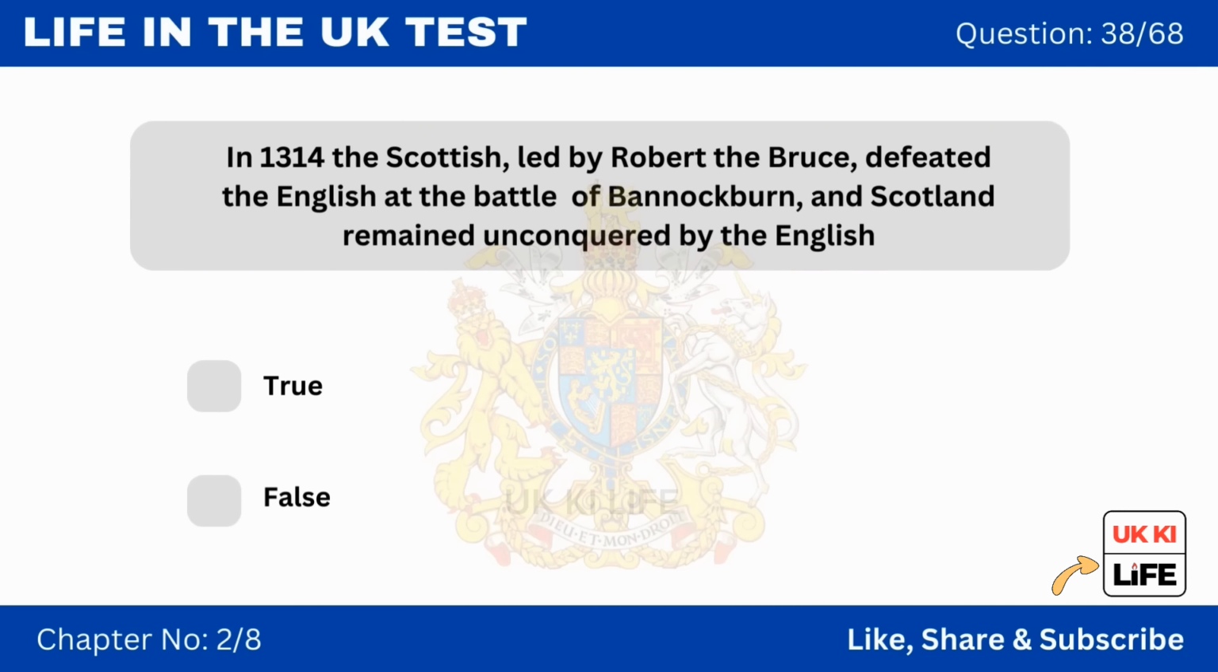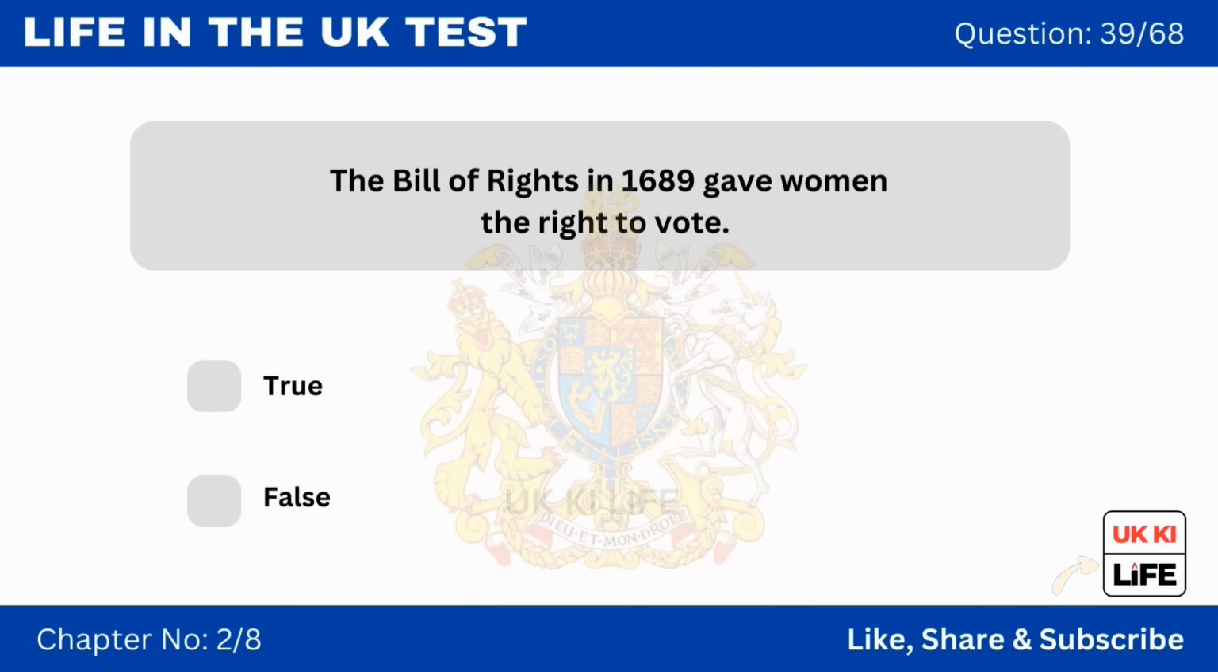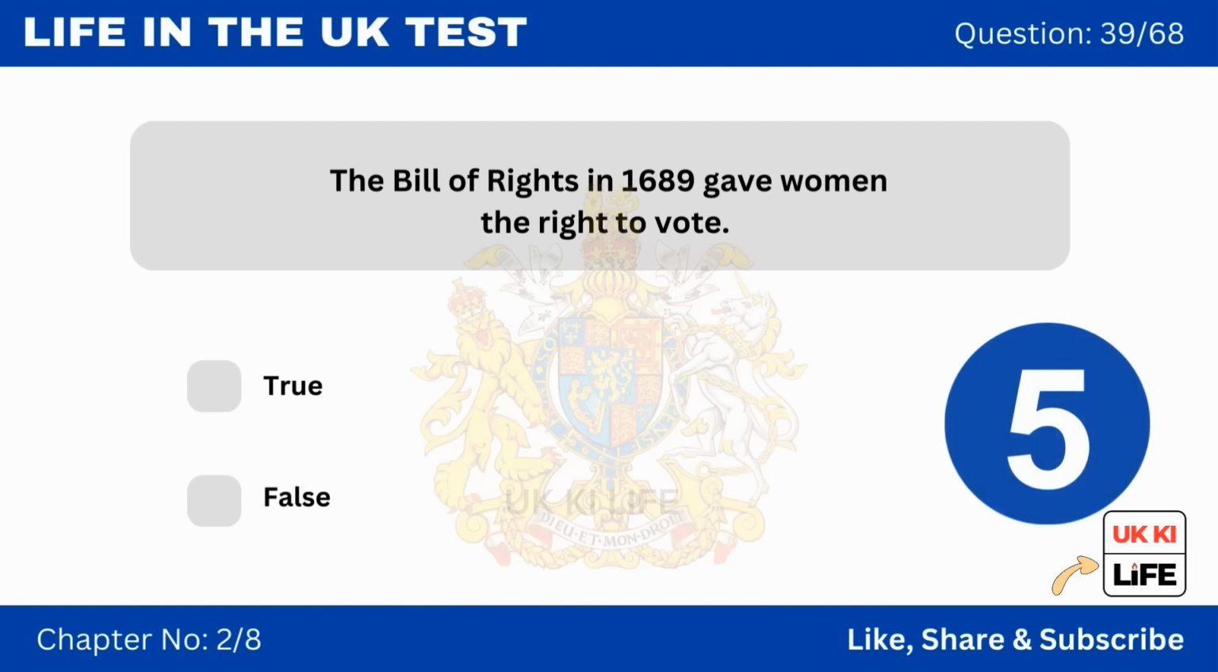The correct option is A. Explanation. This statement is true. Question 39. The Bill of Rights in 1689 gave women the right to vote. True. False.